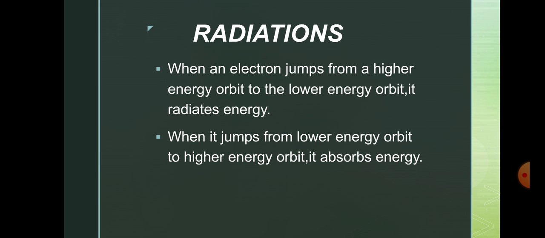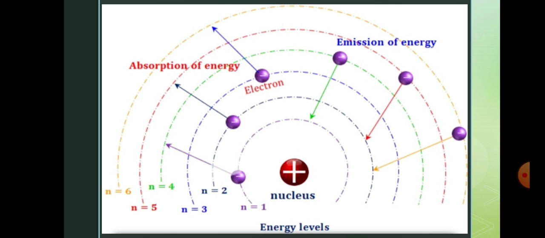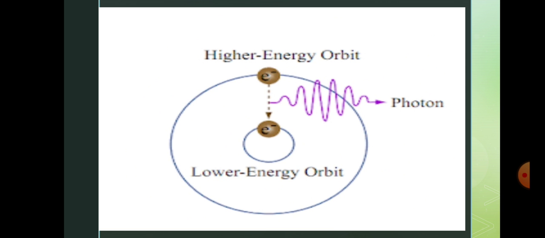Then the radiations. When an electron jumps from a higher energy orbit to a lower energy orbit, it radiates energy. When it jumps from a lower energy orbit to a higher energy orbit, it absorbs energy. You can see on your screen that when the electron absorbs energy, it moves from the lower energy orbit to the higher energy orbit and absorption of energy occurs. And when the electron moves from the higher energy orbit to the lower energy orbit, emission of energy takes place.